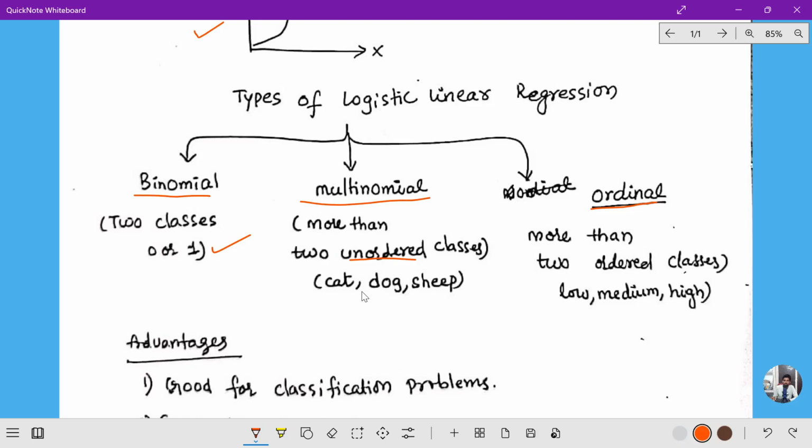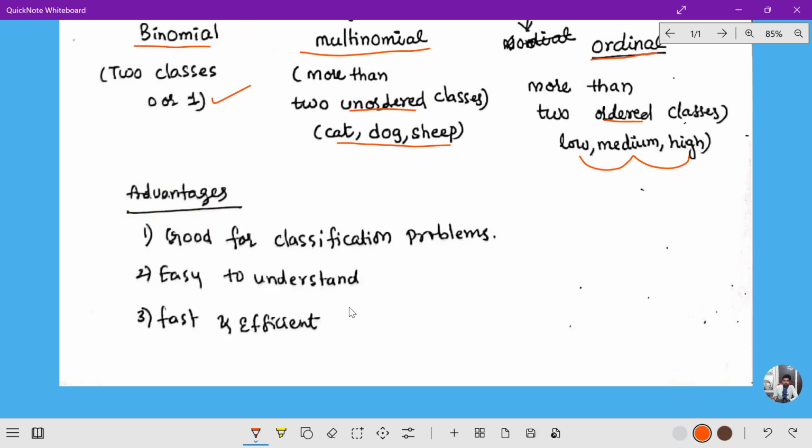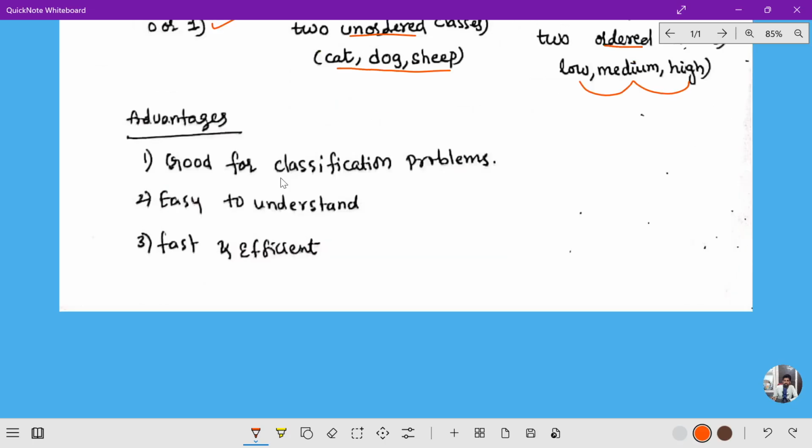What is the meaning of ordinal? Ordinal uses more than 2 ordered classes. Ordered means something like low, medium, high. So this is called ordered. That's about the logistic regression types. What are the advantages of logistic regression? First, it is good for classification problems. Then it is easy to understand, and it is efficient. So this is all about the linear regression models.